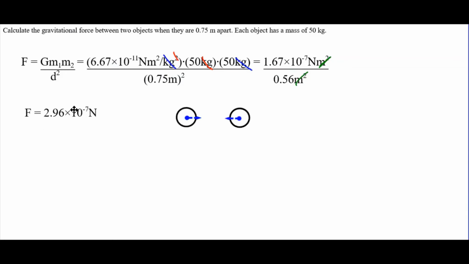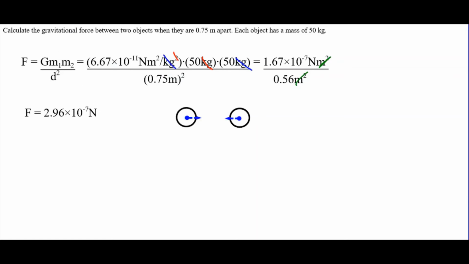You're going to end up with a lot of scientific notation in this next little while, so you'll have to make sure you remember how to enter that into your calculator. Essentially, if you have two 50 kilogram masses that are almost a meter apart, so 3/4 of a meter apart, you'll have a force of attraction of approximately 3 times 10 to the negative 7 newtons.